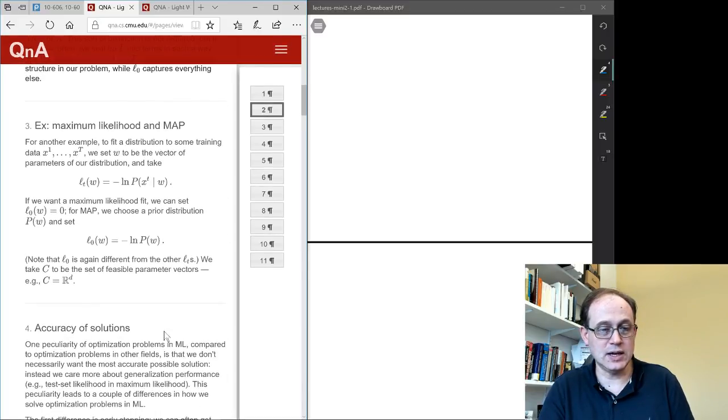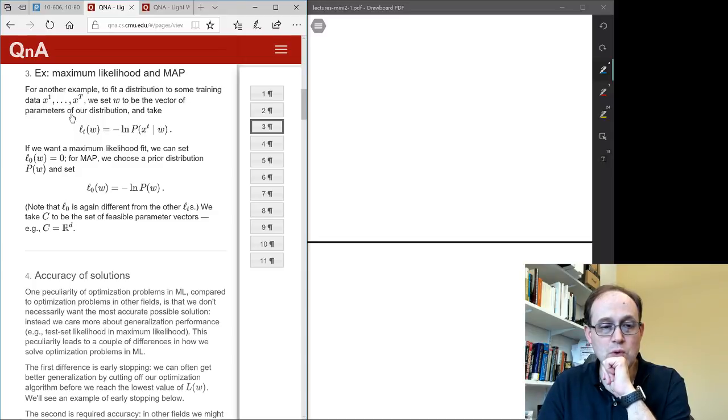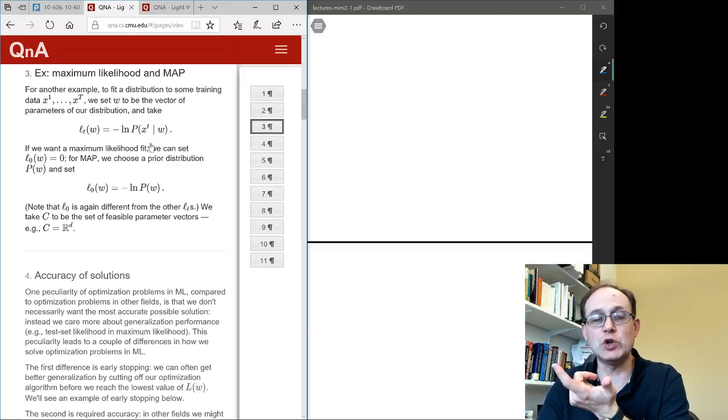Another example is maximum likelihood. We saw before that with data x1 through x capital T, if we set LT of W to be the negative log of the conditional probability of the tth sample given our parameter vector W, then the sum of all of these logs is the same as the log of the product of P of xt given W. Because we're assuming the x's to be conditionally independent given W, that's the same as the log of the joint probability of all of the x's given W. Minimizing this is the same as maximizing the likelihood of our data given our parameters W. Again, we can set L0 to 0, and that gives us maximum likelihood, or we can choose L0 to be a log prior for W, and that would give us maximum a posteriori.